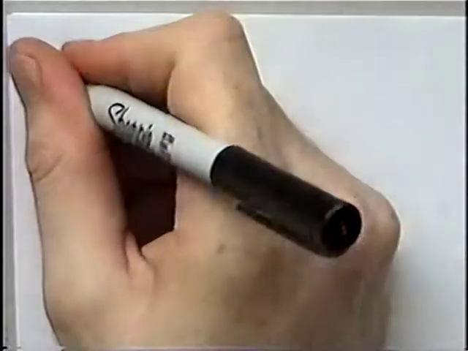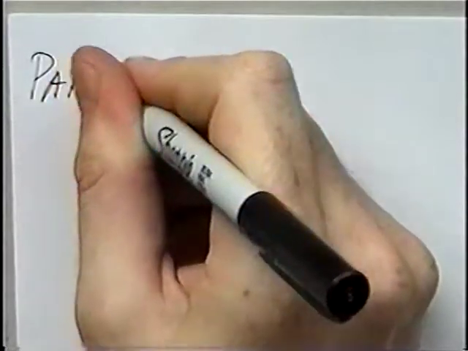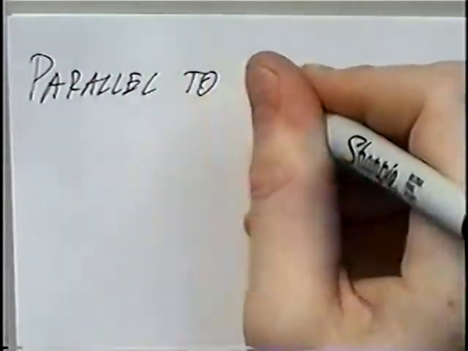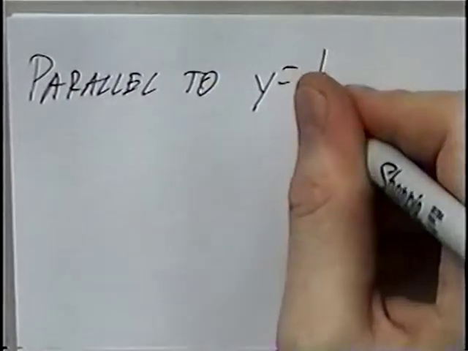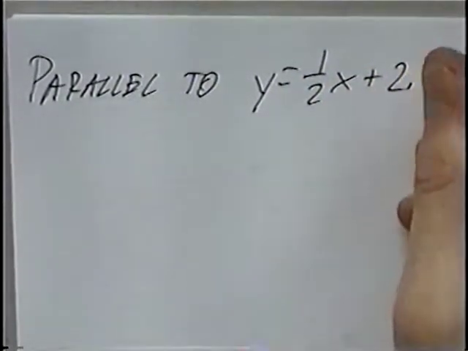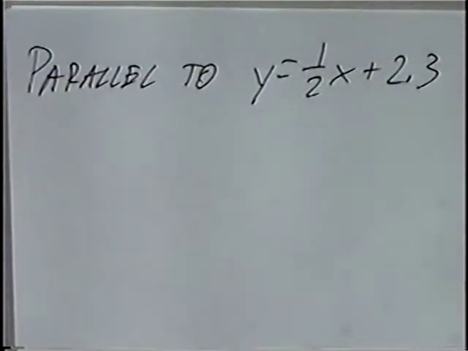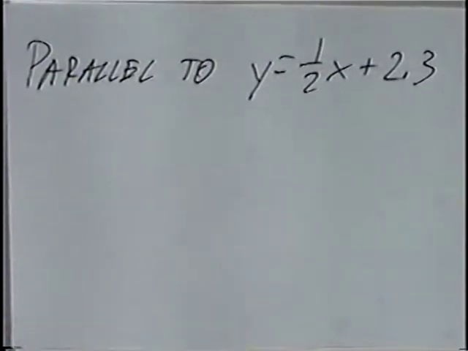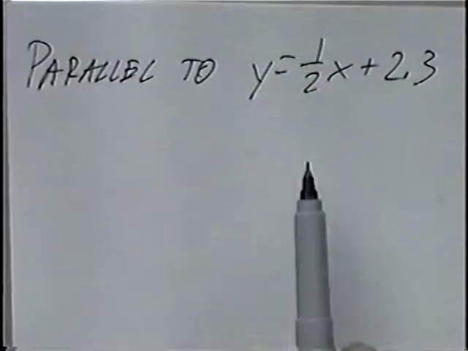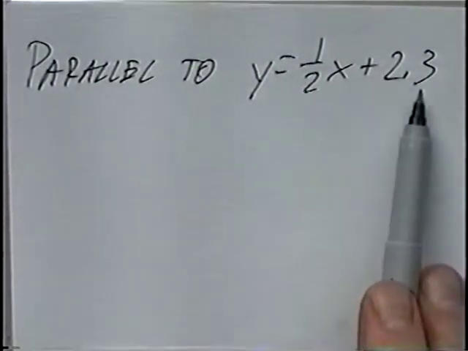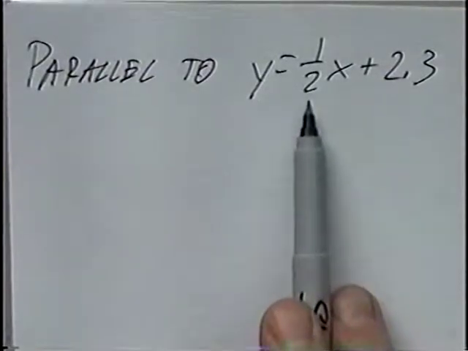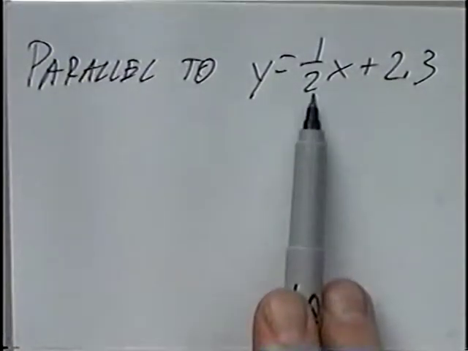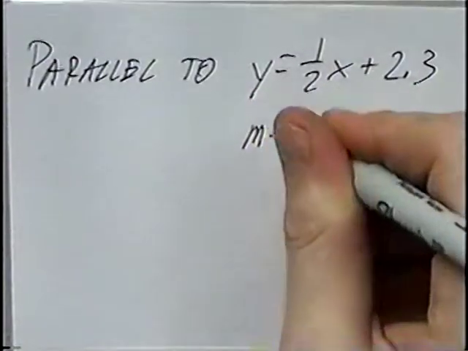First question. Parallel to y equals 1/2 x plus 2.3. So we'll find the slope of a line that is parallel to the equation y equals 1/2 x plus 2.3. Looking back at the definition, parallel lines have the same slope. Looking at this equation, which is in slope-intercept form or mx plus b form, m the slope, number in front of x is 1/2. Parallel again will be that same number, so the slope for this m equals 1/2.